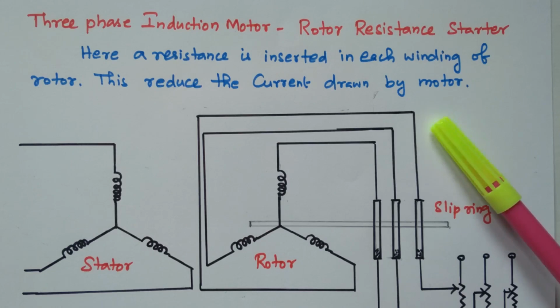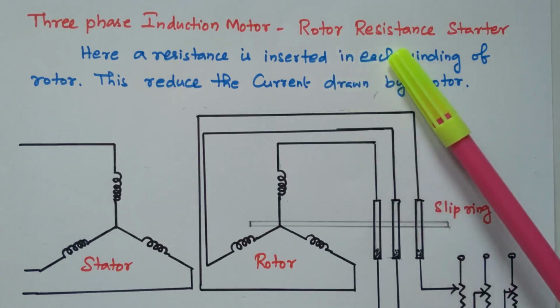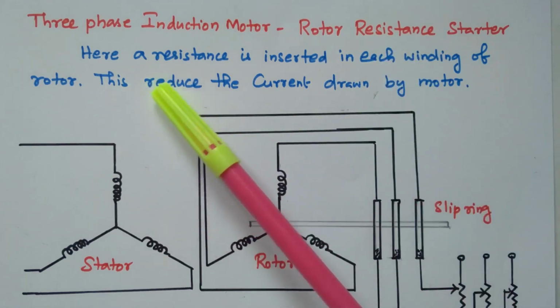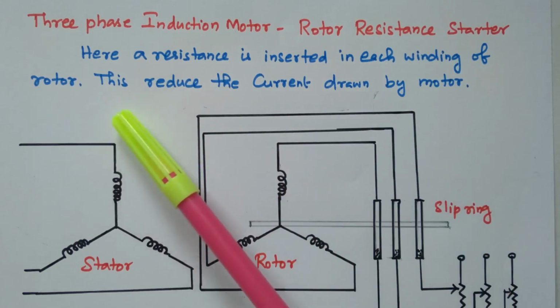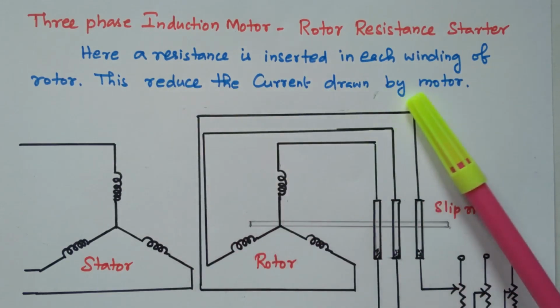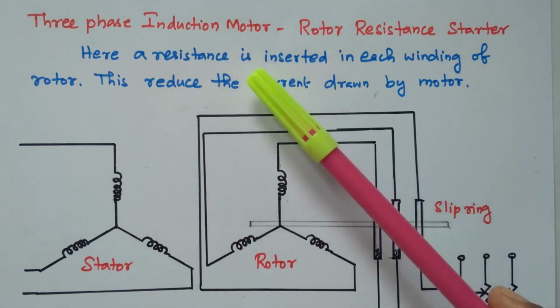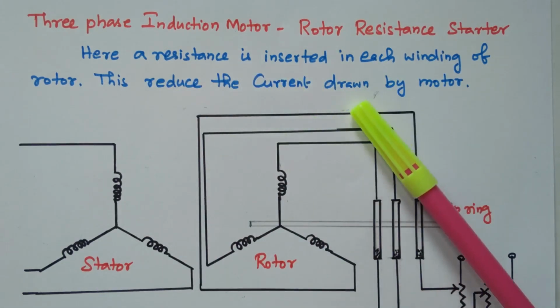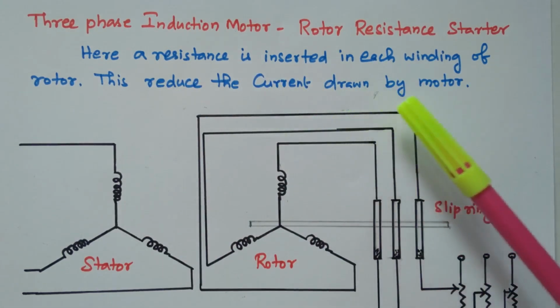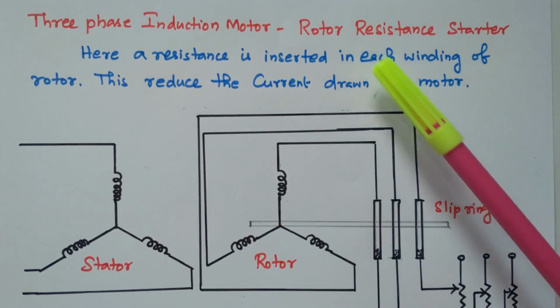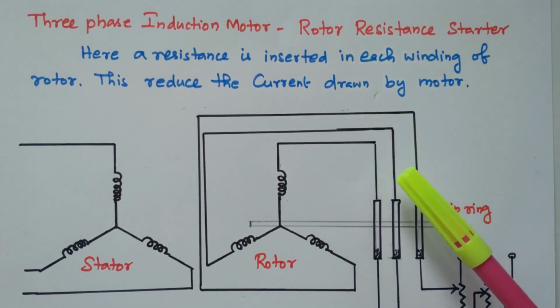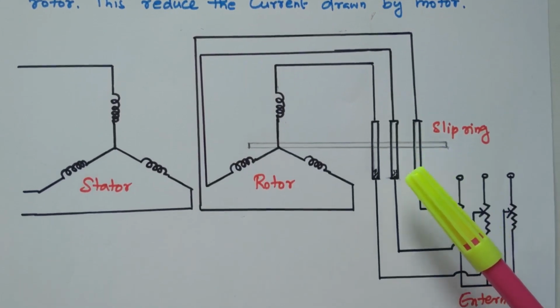Now we'll go to the topic. Here we are using the rotor resistance. The resistance is added in the rotor circuit. Here a resistance is inserted in each winding of the rotor. This will reduce the current drawn by the motor. By adding the resistance, the current drawn by the motor is reduced. That is our main objective. During starting, we need to reduce the starting current of the induction motor, so we are using this starter. Let us refer to the diagram.